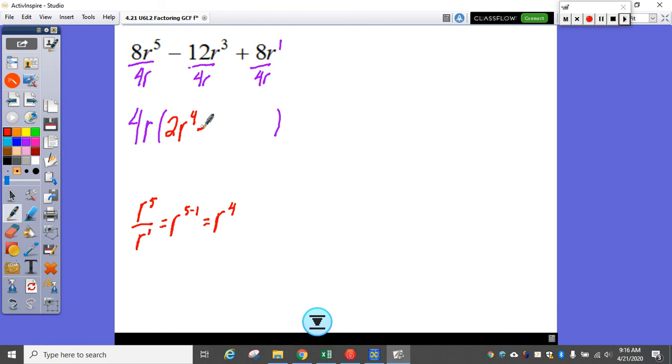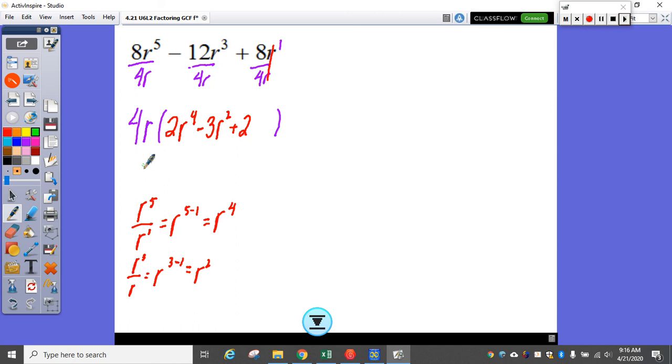All right, subtraction, because we have a minus sign right here. 12 divided by 4 is 3. R to the 3rd divided by r is r to the 3 minus 1, which is r squared. So we have r squared plus, because this is a plus sign, 8 divided by 4 is 2. R to the 1st divided by r, well, these will just cancel. And so this is my answer. And again, if we multiplied them back through, we would get the same answer.